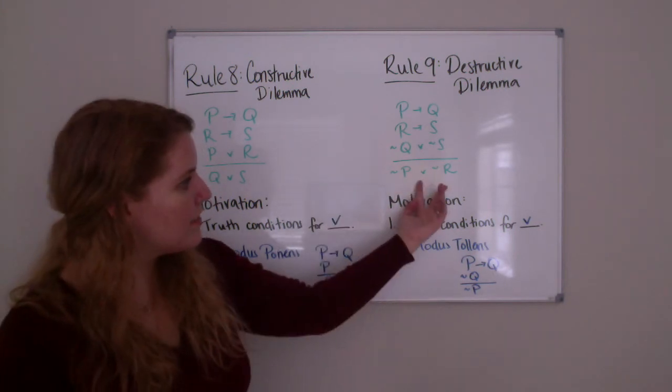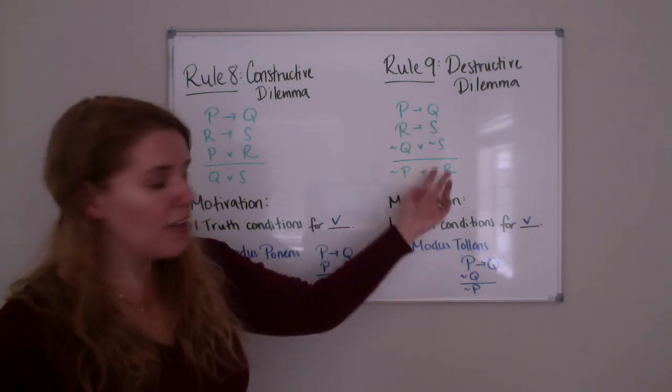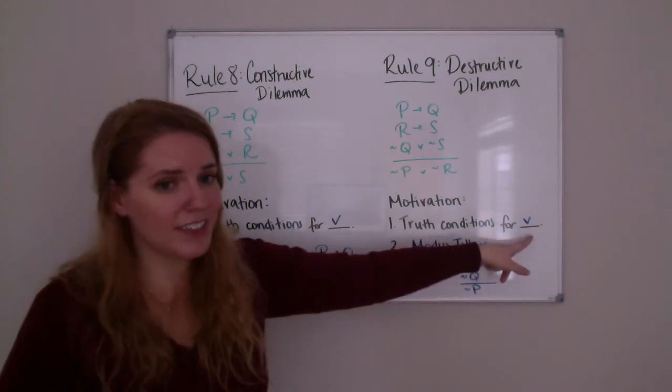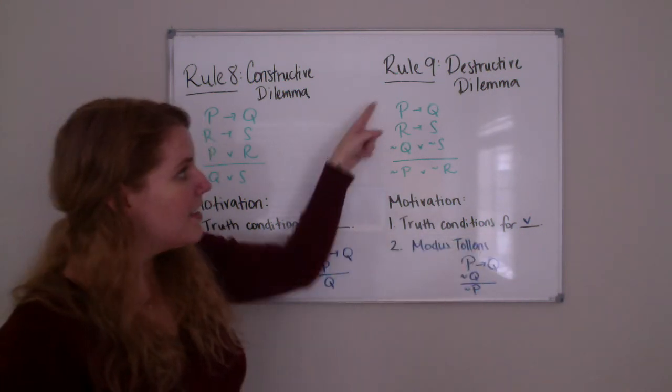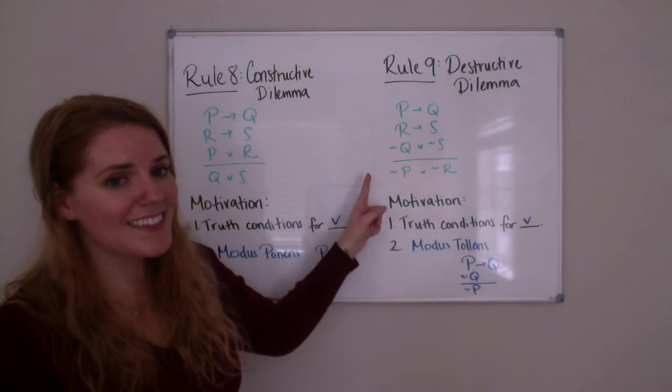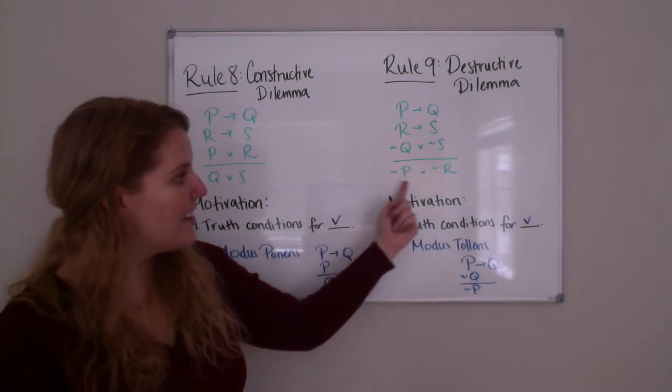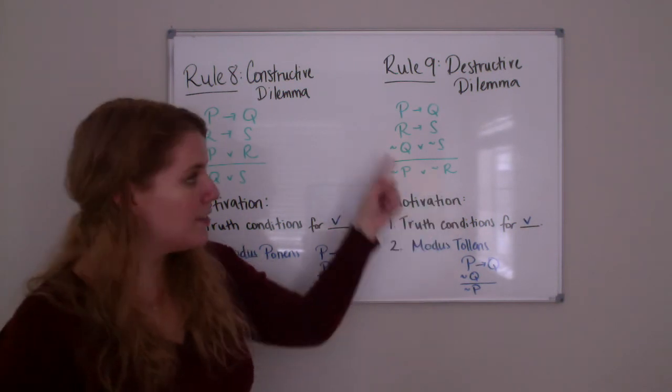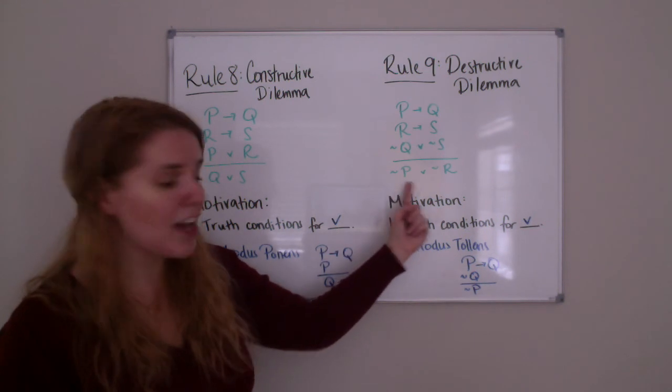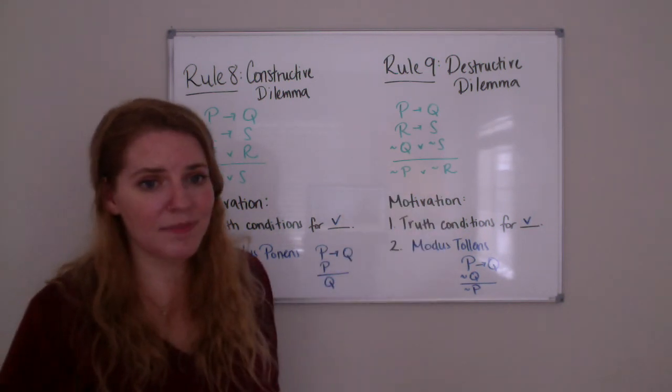Here our conclusion is not P or not R. And we know, again, from the truth conditions for a disjunction and from modus tollens, that if we have these three premises, it's necessarily going to be the case that one of our antecedents is false. So it's necessarily going to be the case that not P or not R.